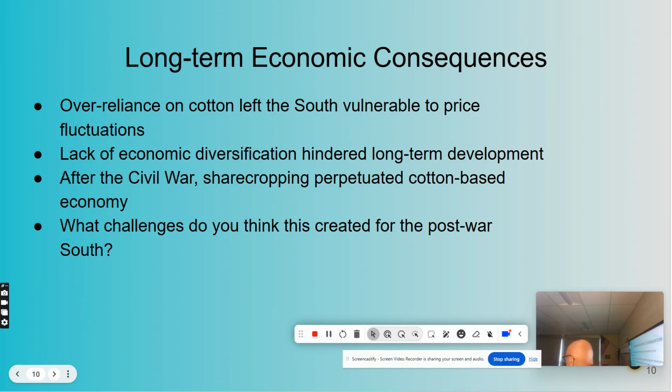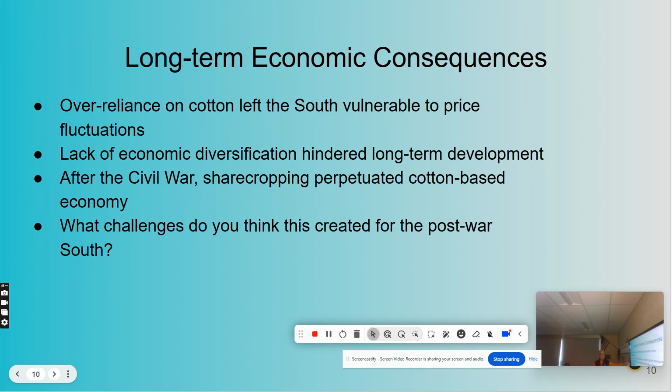Remember, what percentage did we say yesterday, what percentage of Southern exports was reflected? 57%, almost 60% of our exports were from cotton. That is a huge, huge piece of the Southern economy.